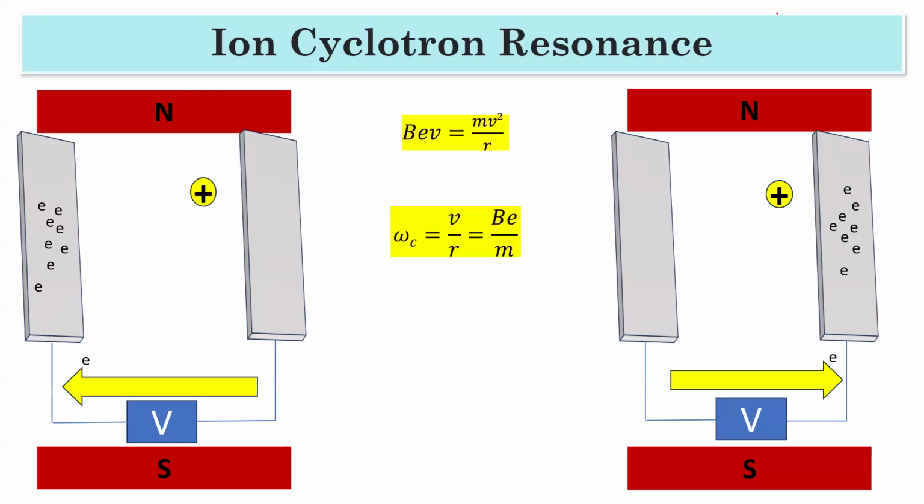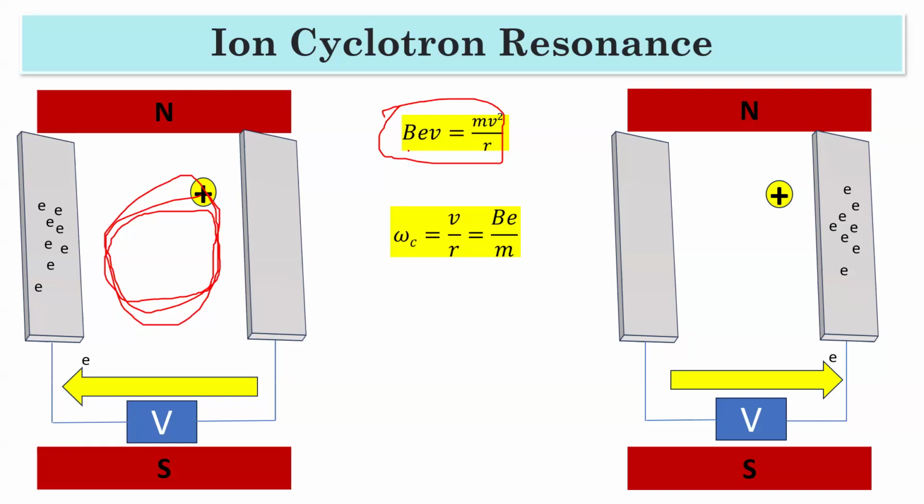Okay, and also this charged particle, if it is moving in a circular motion, then you can use this. We already talked in magnetic field about what the value will be. So you see, if you have BeV equal to mv squared by r, right? So we can have V by R equal to Be by m, right?